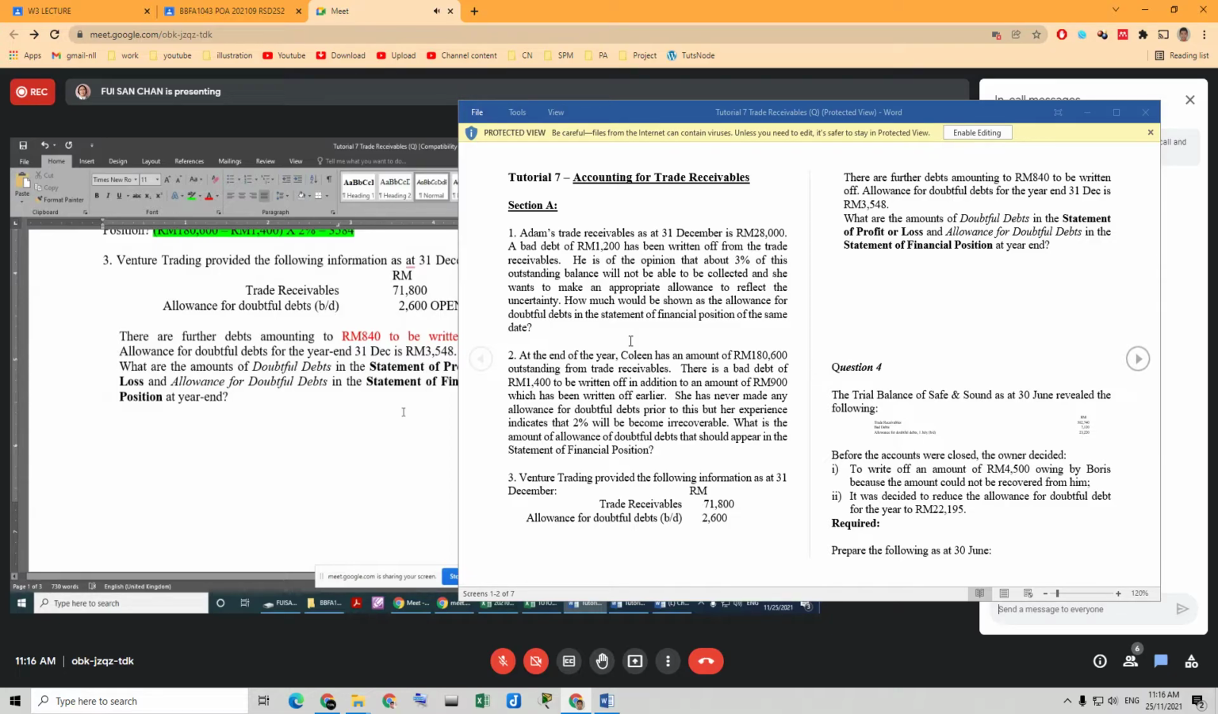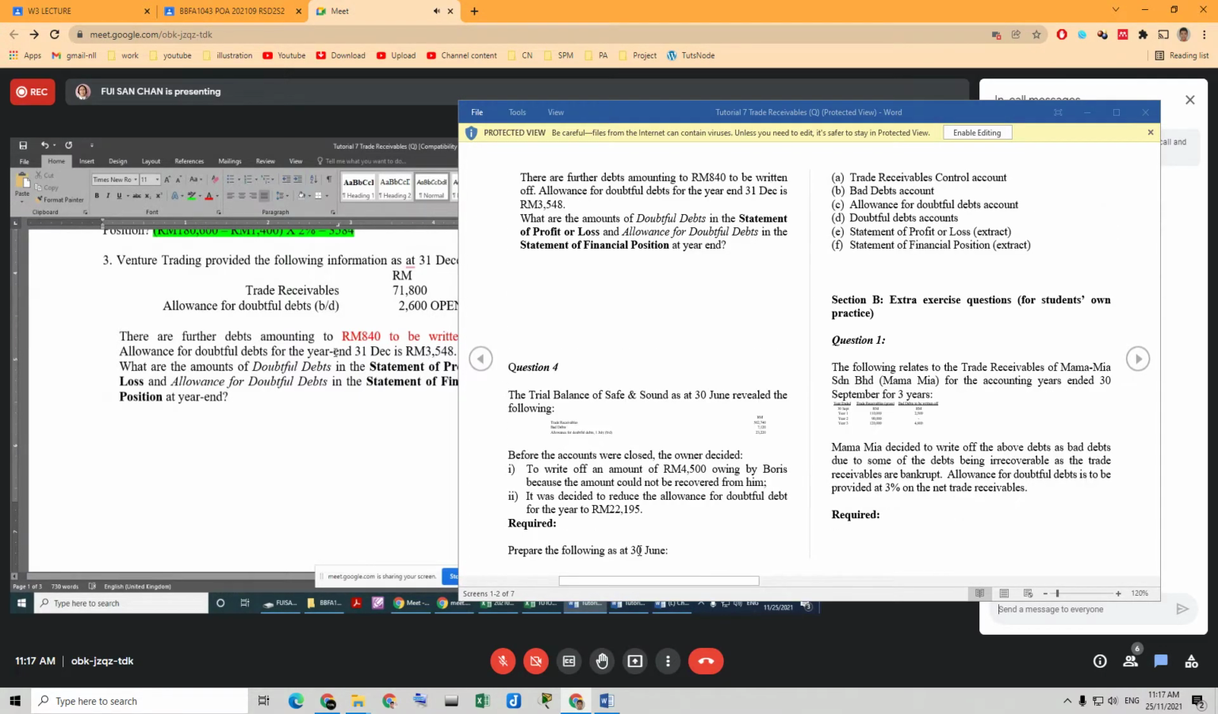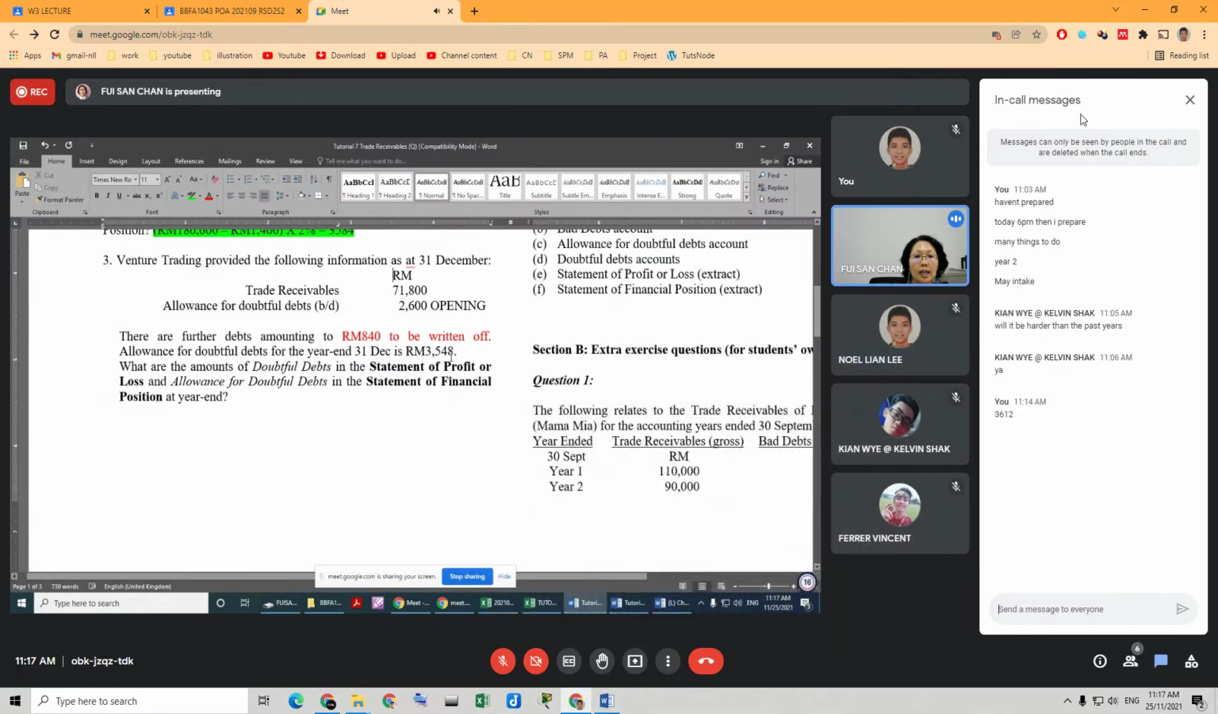Already deducted or not yet? Not yet. It says to be deducted now. To be written off. So not yet. Allowance for doubtful debt for the year 31st December is 3548. So the question tells you at the end it is 3548. Here there is also an allowance for doubtful debt 2006, and this one is another one. But this one says 31st December, and this one also says 31st December. So somehow you feel confused, right?